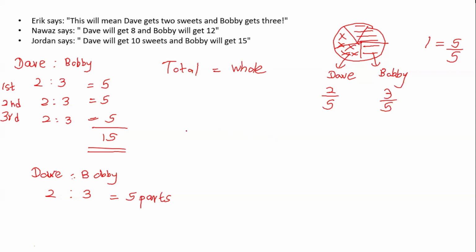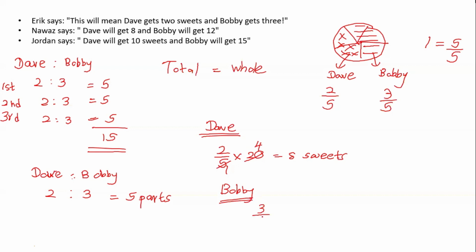between Dave and Bobby. Okay, for Dave, I will solve like this. The fraction is 2/5 times the total number of sweets, which is 20. So 5 divided by 5 is 1, 20 divided by 5 is 4. This gives 8 sweets. And for Bobby, it is 3/5 times 20. 5 divided by 5 is 1, 20 divided by 5 is 4. It is 12 sweets. Okay, now we know the total number of sweets divided between Dave and Bobby.